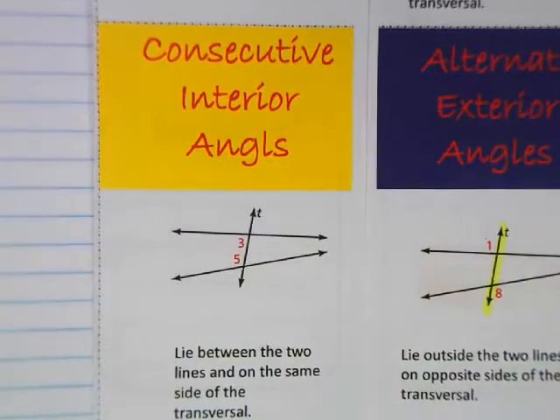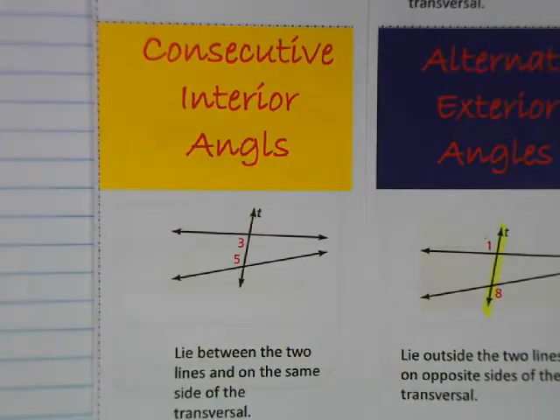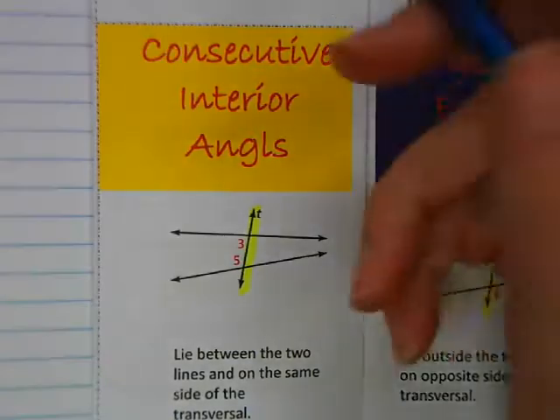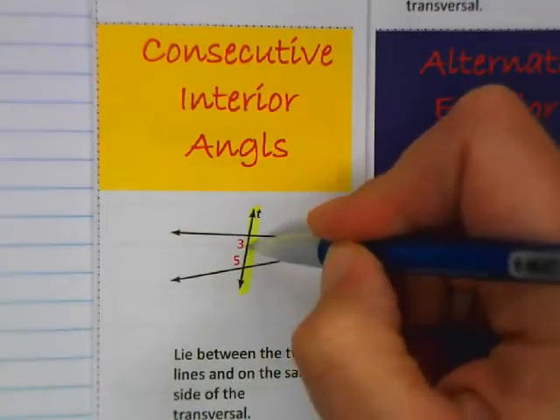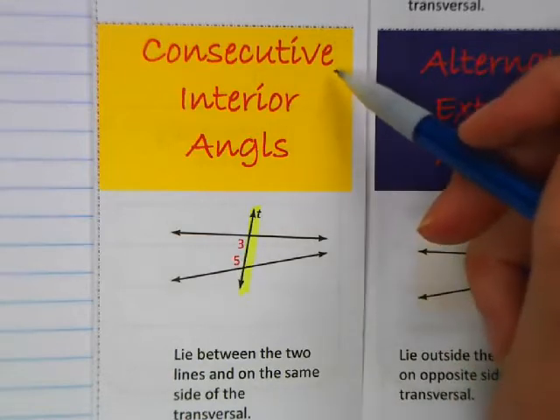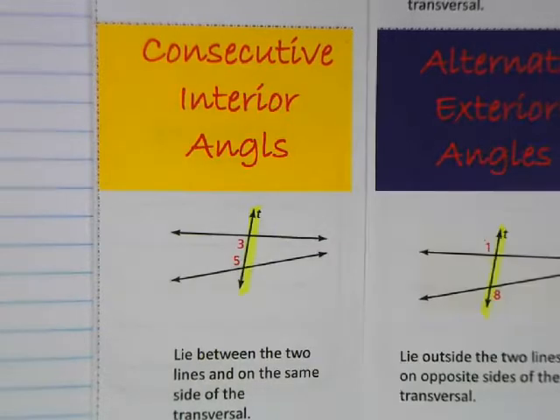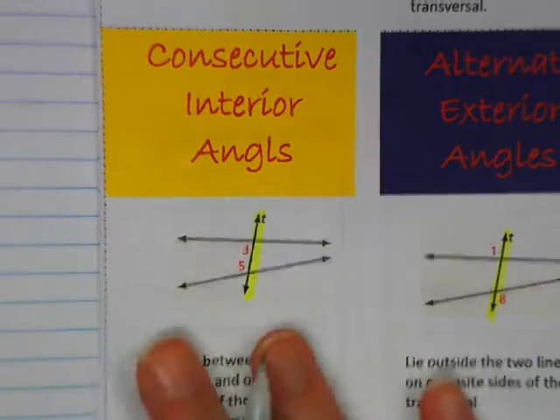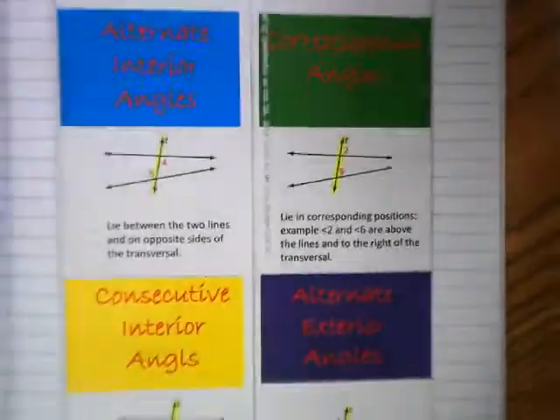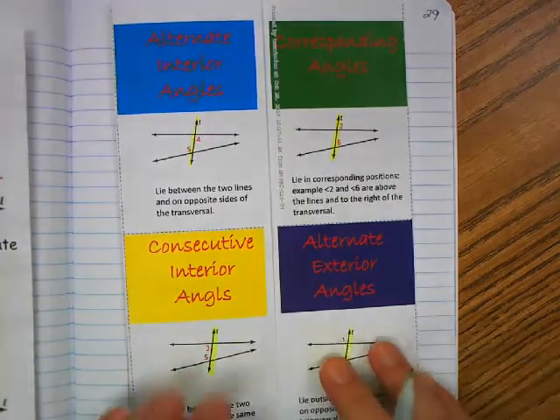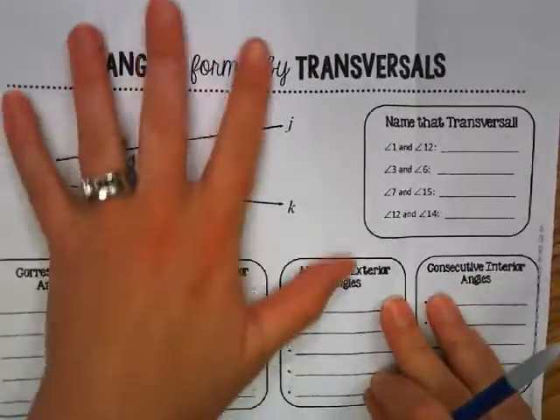And then last but not least, consecutive interior. Consecutive interior, they lie inside the 2 coplanar lines, but this time they're on the same side of the transversal. So consecutive is on the same side of the transversal and inside the 2 coplanar lines. These are definitely 4 new vocab words that you are going to need to practice. And inside, you're doing just that.